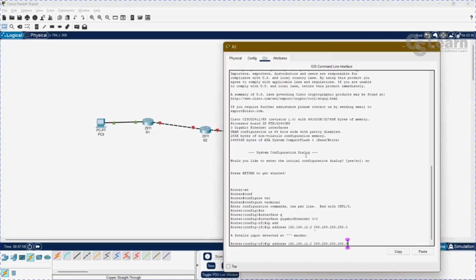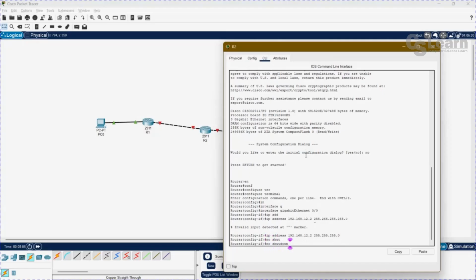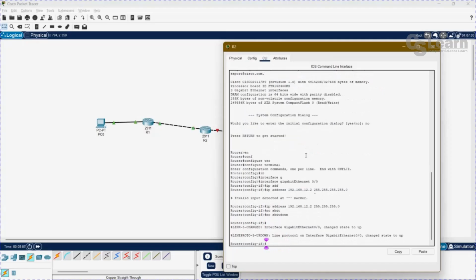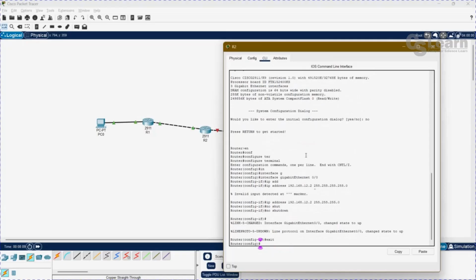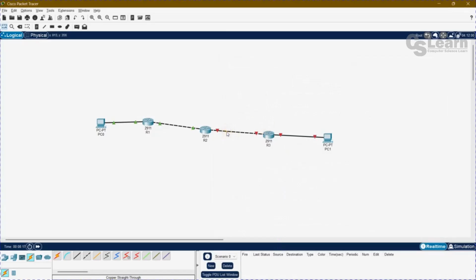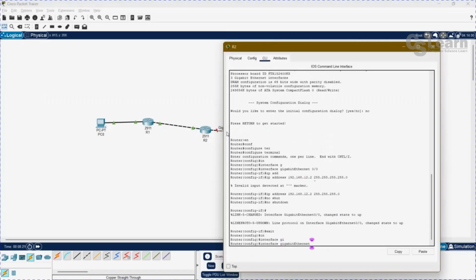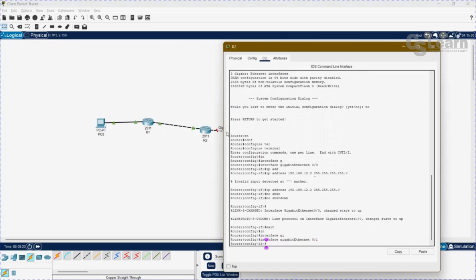Yeah, I made a mistake. Okay, right, no shutdown and exit, and then go to the interface. This interface we need to configure is 0/1. Okay, gigabit ethernet 0/1, and now go to the IP address.